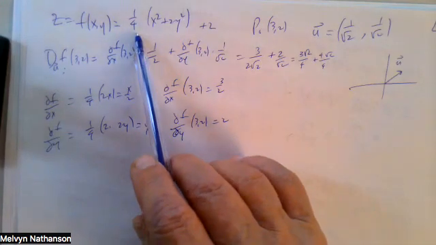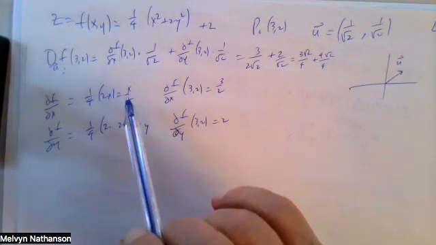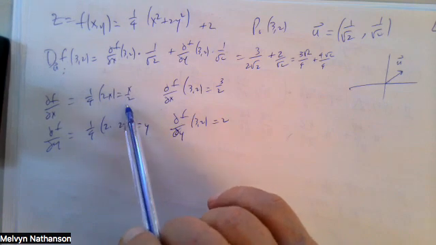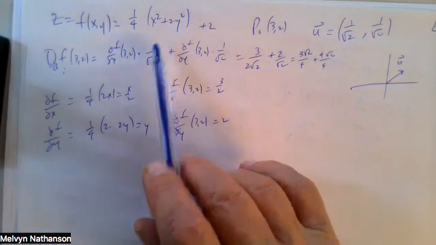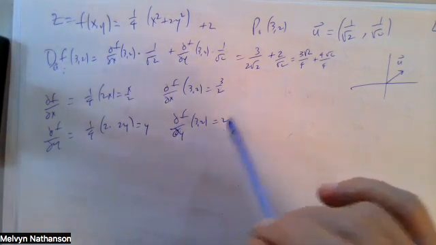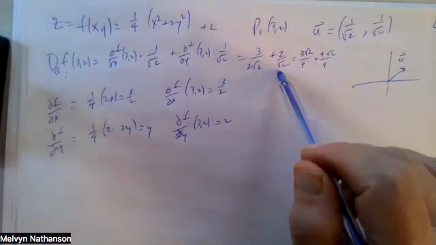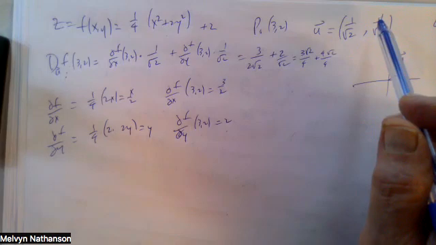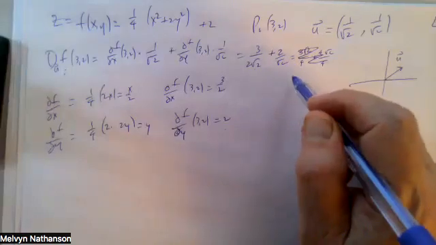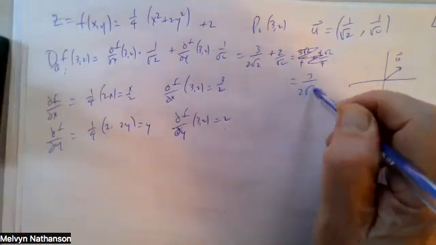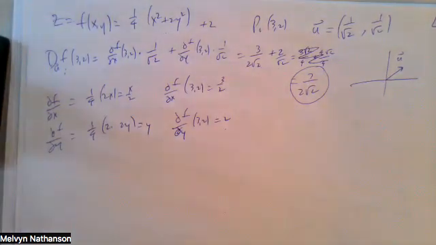If this is z, the partial of f with respect to x is x over 2. So at x equals 3, this is 3 halves. Partial of f with respect to y is y, so at y equals 2, that's equal to 2. So I get 3 halves times 1 over root 2 plus 2 times 1 over root 2. So this is 7 over 2 root 2. That's the directional derivative in the direction of the vector u.